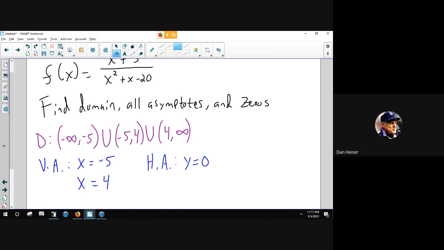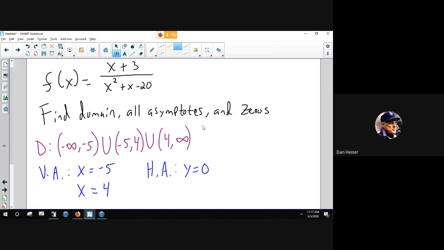Finally, the zeros. What values of x make this function equal to 0? We only focus on the numerator. What values of x make the numerator 0? Negative 3.